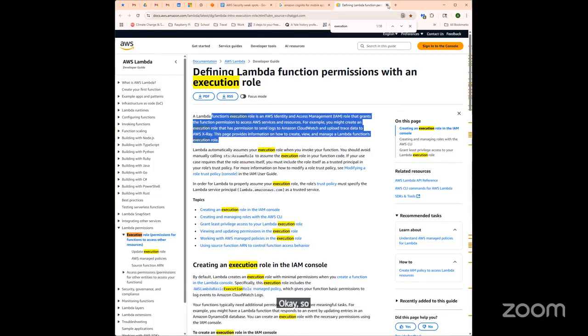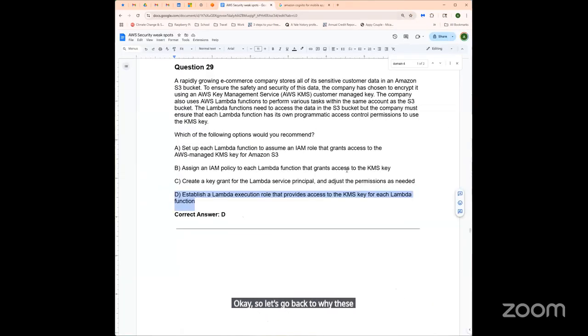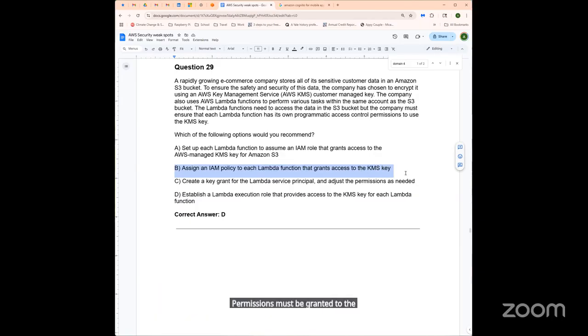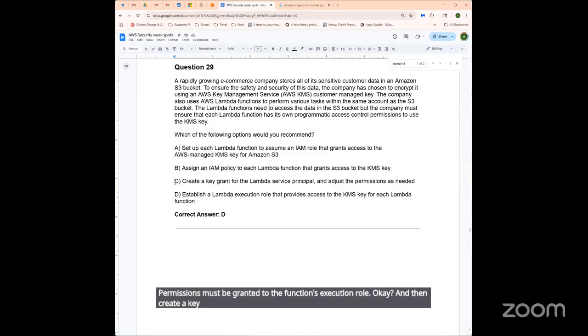So let's go back to why these are incorrect. Okay, assign an IAM policy. You can't directly attach IAM policies to Lambda functions, not to the functions themselves. Permissions must be granted to the function's execution role. And then, create a key grant for the Lambda service principal.